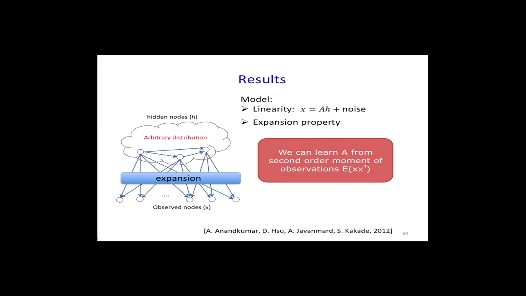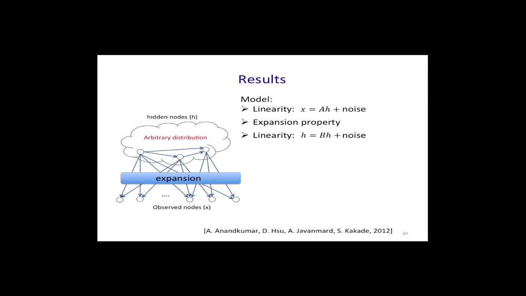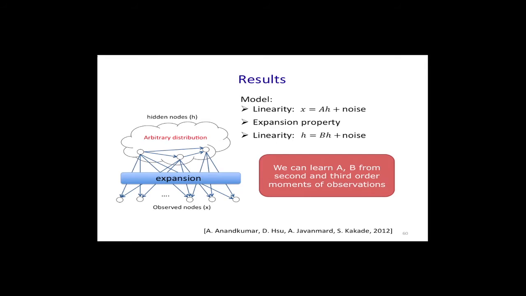And further, if you know that there is some linear dependence between the hidden topics, so it's very like the linear structural equation, then you can recover the matrices A and B, which means exactly the whole graph, all the parameters and the structure, using the second and third order moments of the observed variables. The idea is to use some sort of tensor decomposition and spectral analysis from dictionary learning.